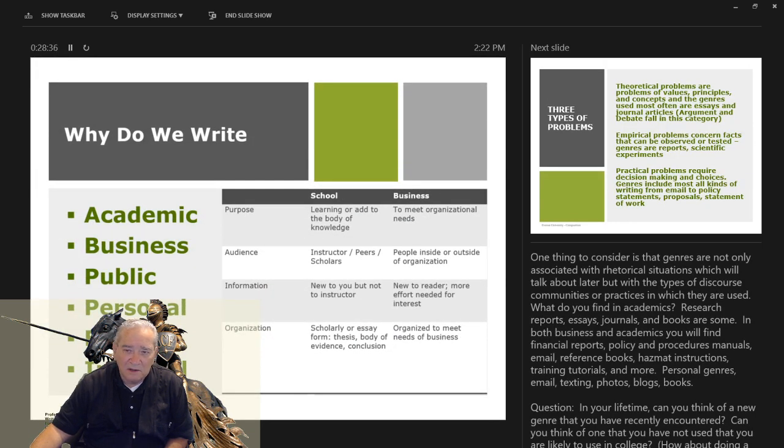And the one thing to consider about genres is that they're not only associated with rhetorical situations, which we're going to talk about later, but with the type of discourse, communities, or practices in which they're used. For example, what do you find in academics? Research, reports, essays, journals, books. In business and academics, you're going to also find financial reports, policies and procedures manuals, email, reference books, hazmat instructions, training tutorials, and more. Personal genres: email, texting, photos, blogs, books.